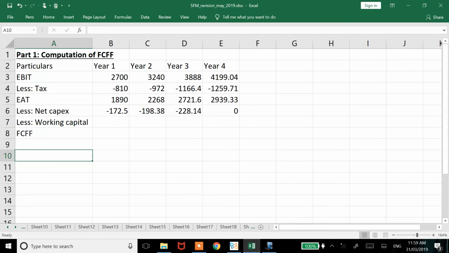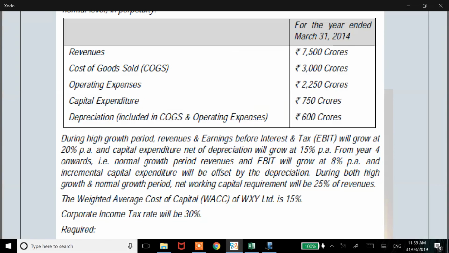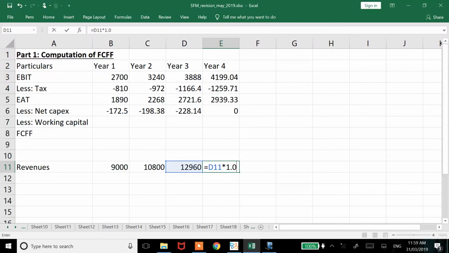To do working capital, it's preferable to write revenue somewhere. Otherwise, there's a possibility that you'll end up making a mistake. So preferable to write revenue somewhere. 7,500 into 1.2. Working capital can become a slightly tricky part. In a hurry, you may end up making a mistake. So preferable to write revenues and working capital separately.